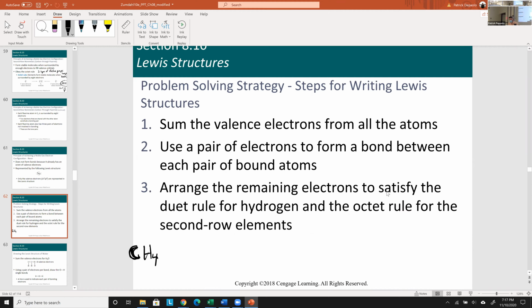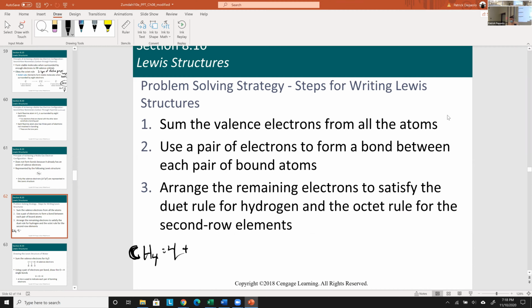By this point, it should be pretty quick. You should be pretty quick at this. So where is carbon? What group? 4A, right? So that means it has 4. So carbon is going to have 4.